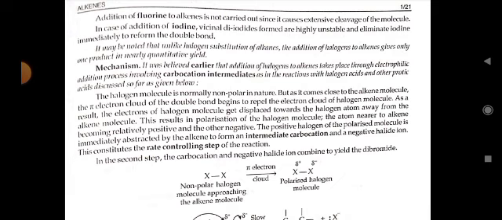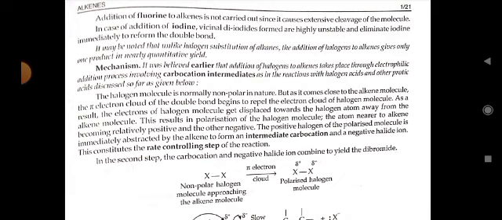In case of addition of iodine, vicinal iodides are formed, which are highly unstable and eliminate iodine immediately to form the double bond. It may be noted that unlike halogen substitution of alkanes, the addition of halogens to alkenes gives only one product in nearly quantitative yield. Mechanism.